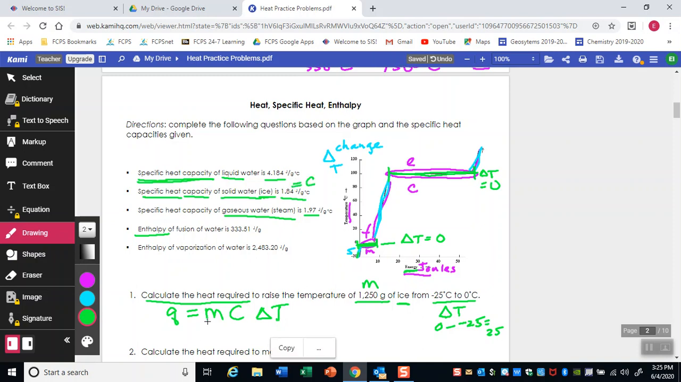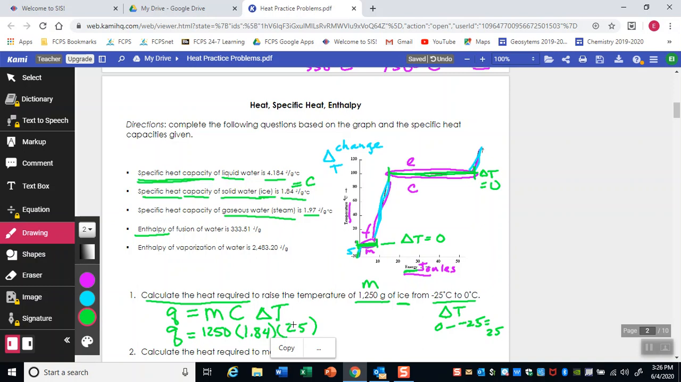So now you write your equation. It looks like Q equals mCΔT, and then you substitute in. If you can do algebra, you can solve anything. So the mass is 1250, the heat capacity is 1.84, and the change in temperature was 25. There's no symbols in here, so that means they're all being multiplied together.